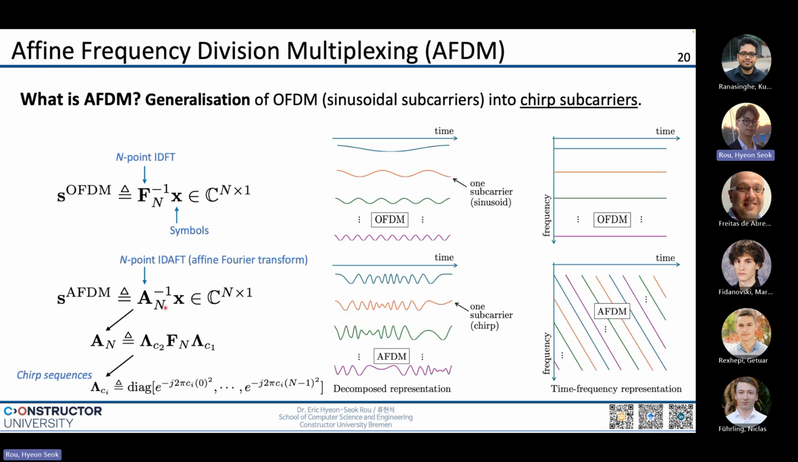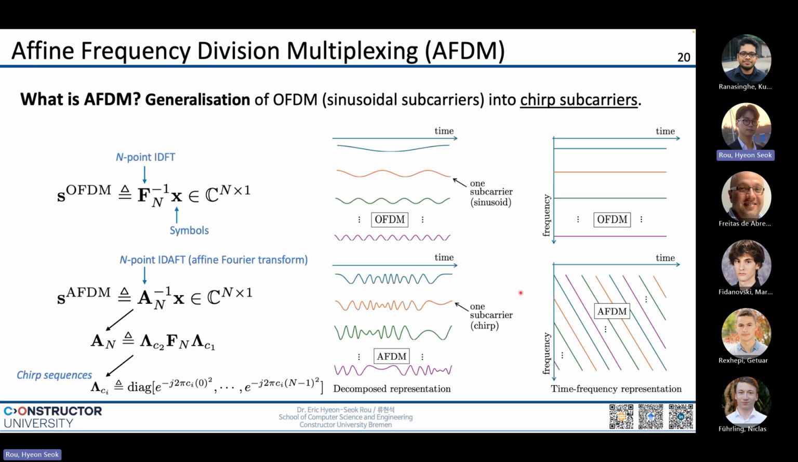And this chirp is formulated by what is called the inverse discrete affine Fourier transform. It's given by this A matrix, which is simply a Fourier transform matrix, left and right multiplied by two diagonal matrices, each composed of a chirp sequence. So we can see that this capital Lambda of a given frequency c_i is a diagonal consisting of a chirp matrix.